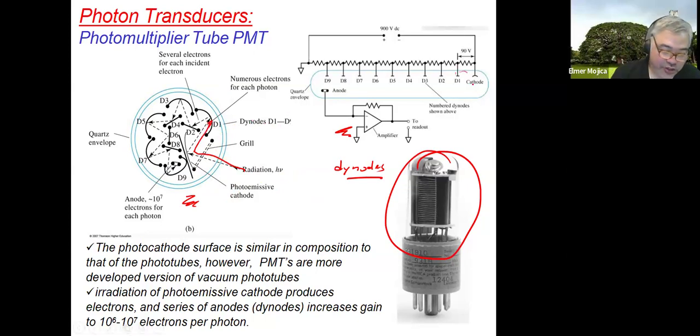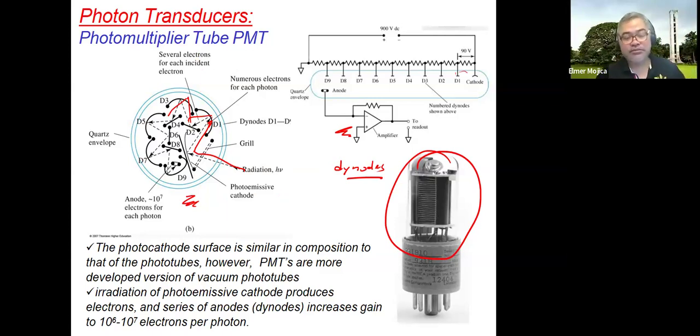Radiation striking the photosensitive cathode gives rise to photoelectrons by the photoelectric effect. So dynode 1 is held at a positive voltage with respect to the photocathode. Now the electrons emitted by the cathode are attracted to the first dynode, and then several electrons are emitted for each incident electron. So it goes dynode 2, dynode 3, dynode 4. Each electron striking dynode D1 gives rise to 2 to 4 secondary electrons that are attracted to dynode 2, which is again positive with respect to dynode 1.